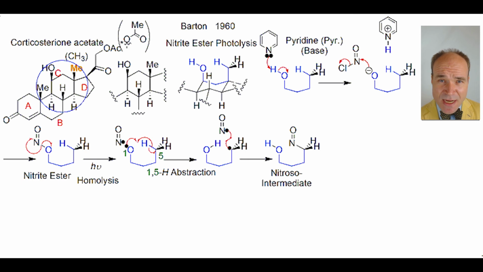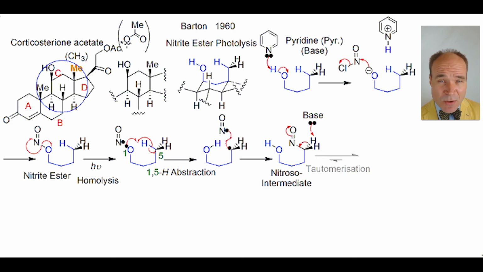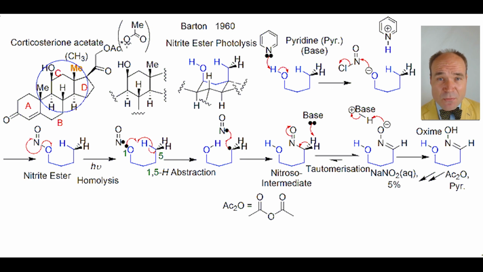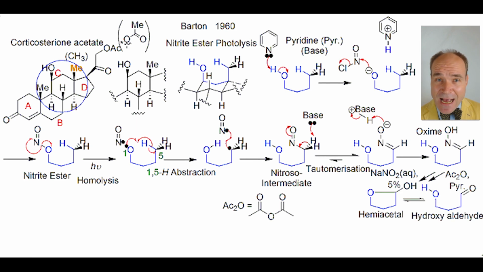Now, with heteroatoms attached, we can use a variety of heterolytic chemistry, deploying partial and full charges to modify this carbon into lots of different functional groups as we may need. Initially, it is naturally tautomerized into an oxime, and in this case, with the addition of acetic anhydride and pyridine, followed by aqueous sodium nitrite, we get a natural mixture of the hemiacetal and the hydroxyaldehyde, described in terms of the global steroid as aldosterone.